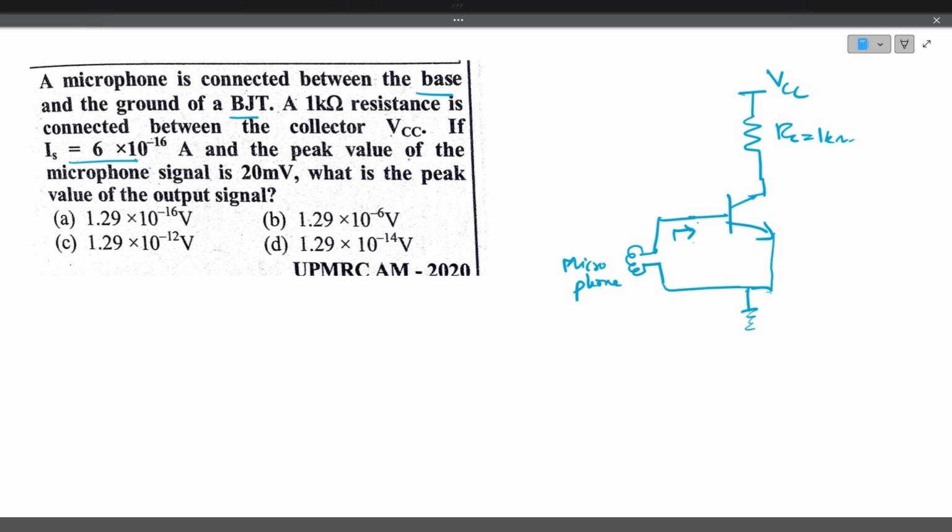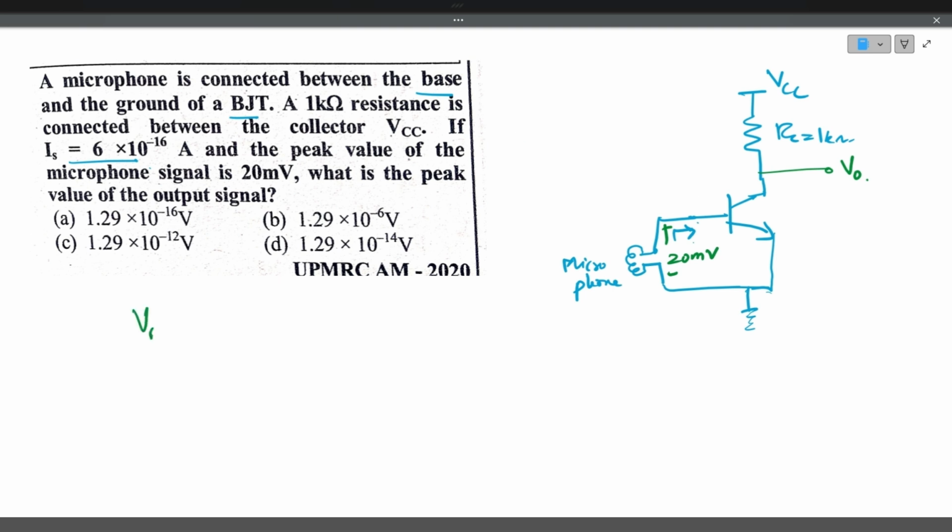And the peak value of a microphone signal is 20 millivolts. So here the applied voltage is 20 millivolts. What is the peak value of the output signal? Output is taken here. So what is the peak value of the output signal? This is what he's asking. Now let's try to solve this.